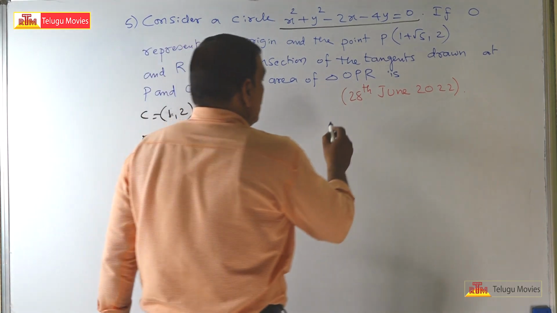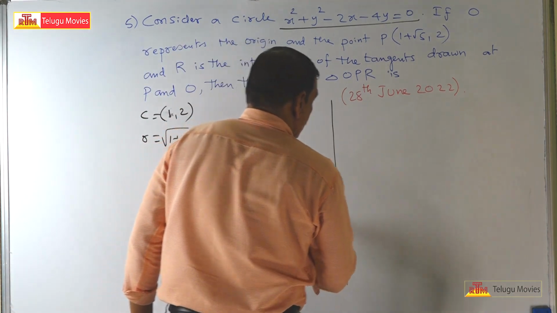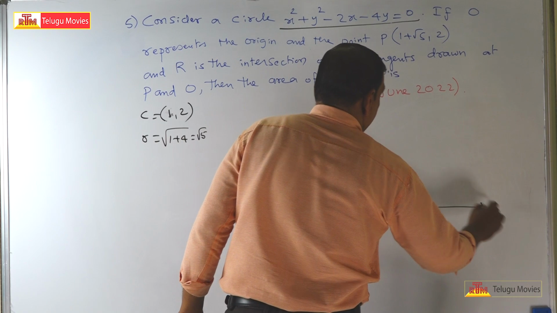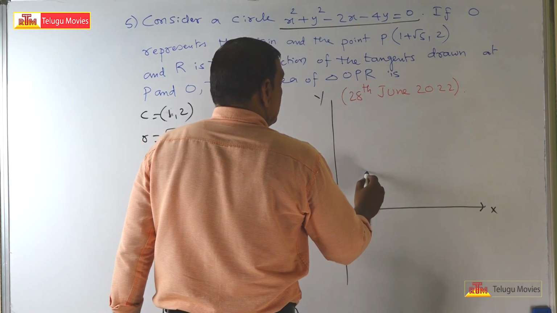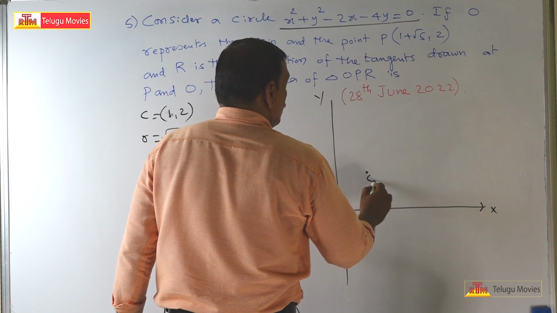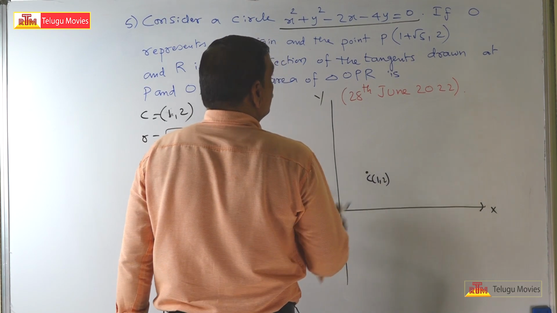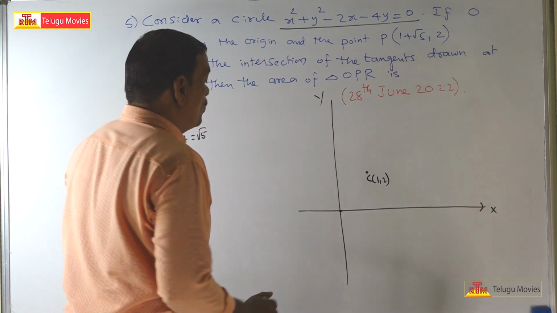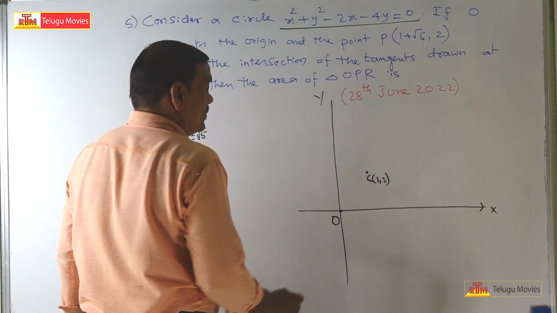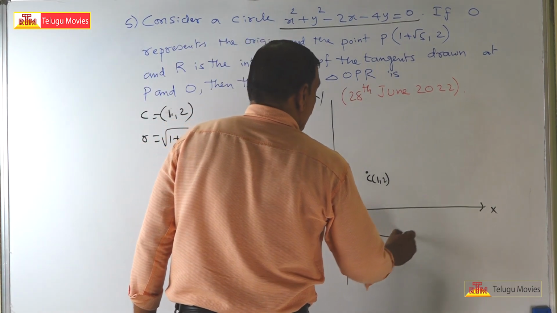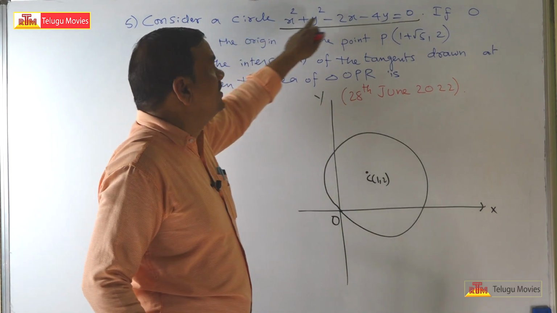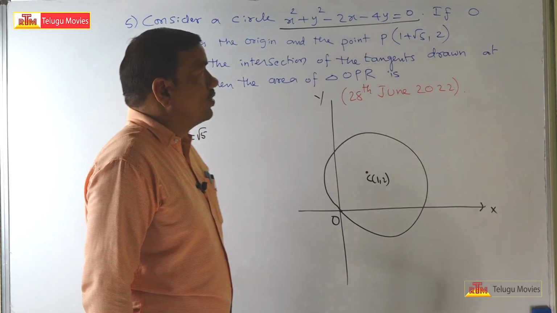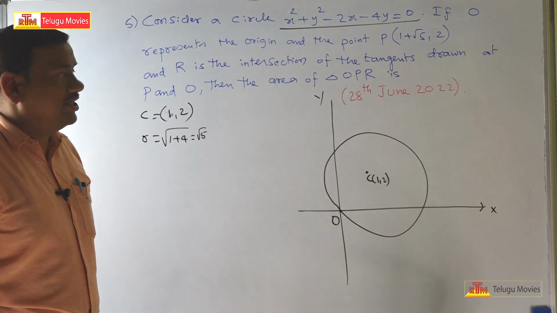Let us draw the diagram for this. X-axis, y-axis, it passes through origin. This is somewhat 1 comma 2, the center 1 comma 2. Okay, so O represents the origin, he is saying. The circle passes through the origin. How can you say that? Here in this circle equation, there is no constant term.